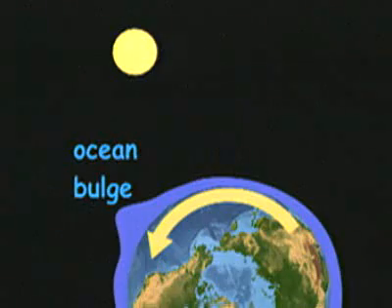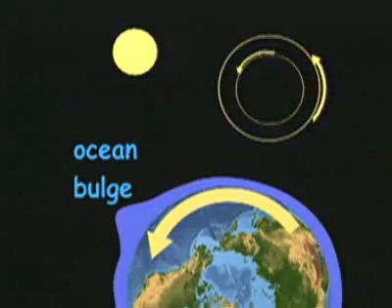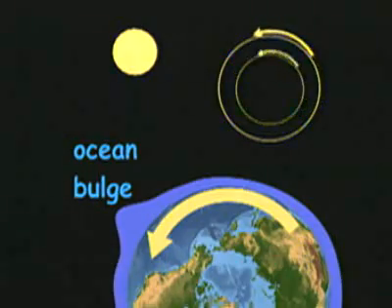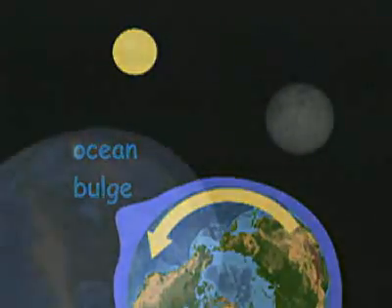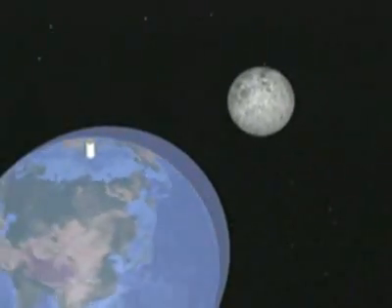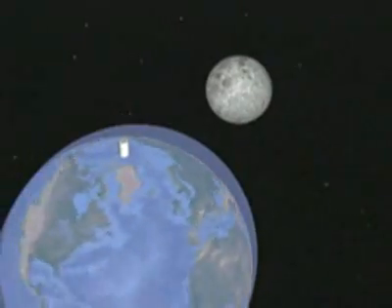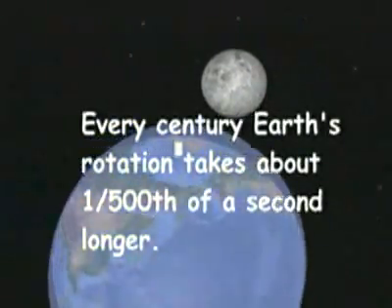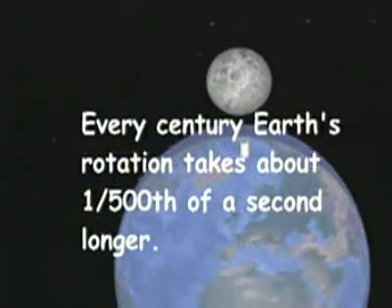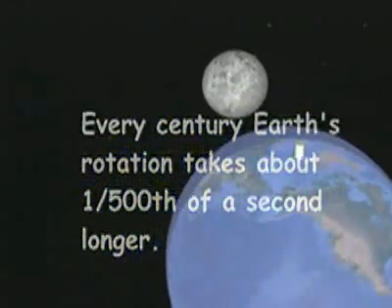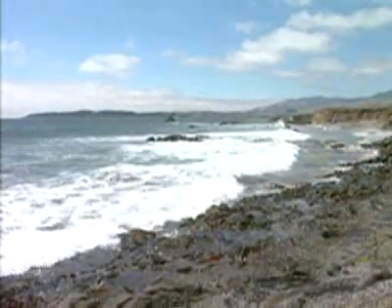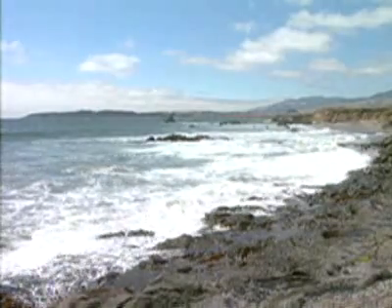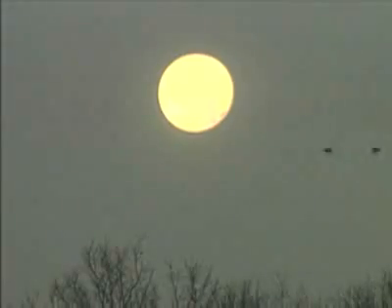Over long periods, this friction and the timing difference between the Earth's rapid rotation and the moon's slow orbit affects both dance partners. Astronomers calculate that every century, because of the moon's pull, Earth's rotation takes about 1/500th of a second longer. 1 billion years ago, a day on Earth was only 19 hours instead of 24. In another 1 billion years, a day will have stretched to 30 hours.